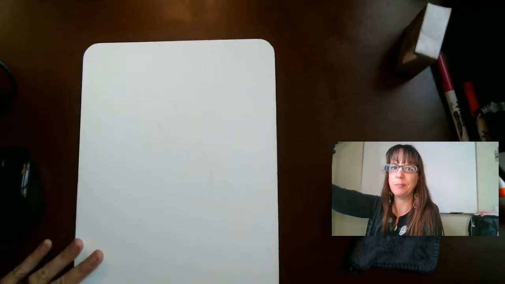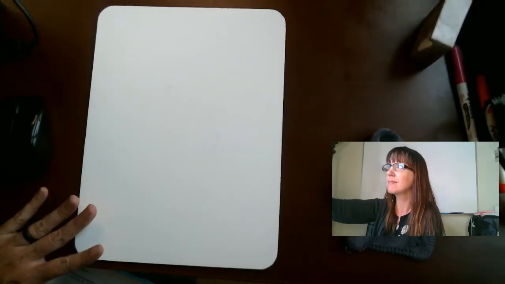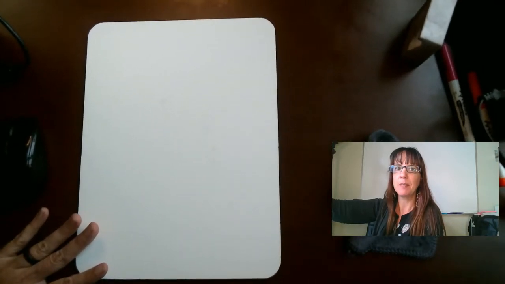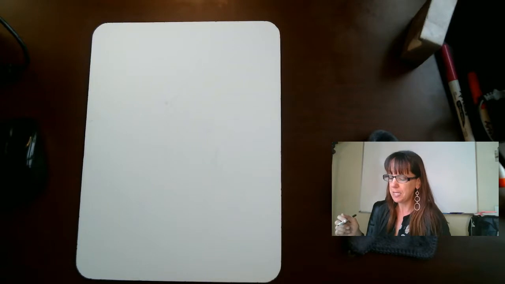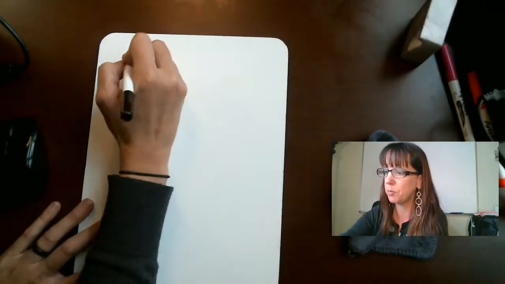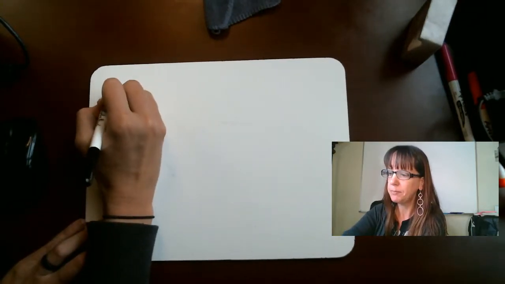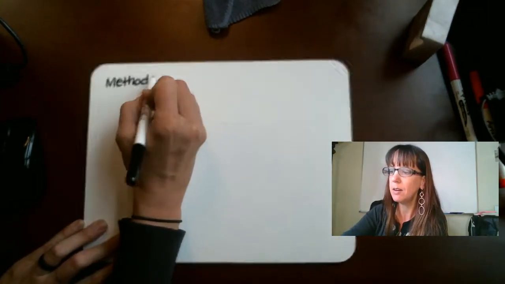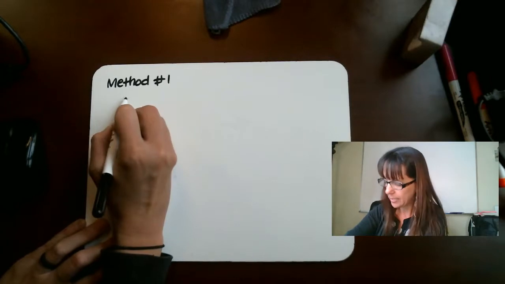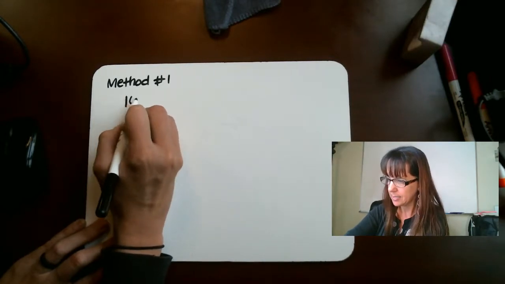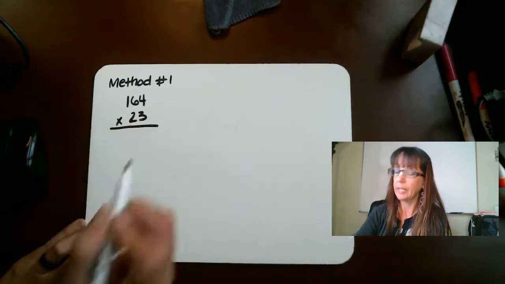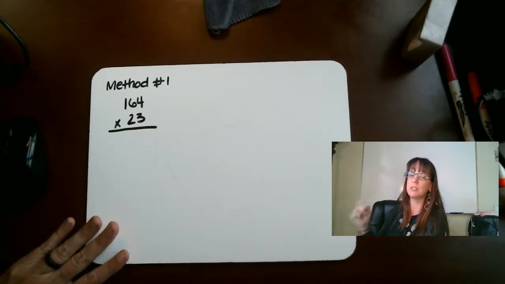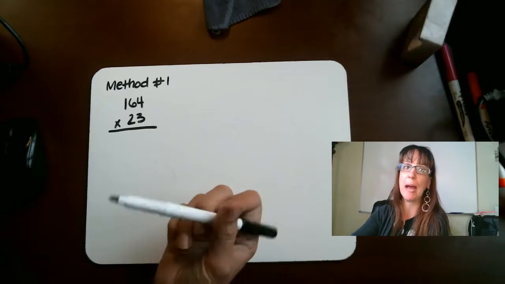Okay, so first things first, if you're following along at home, we're on page 15, and I'm going to take a look at the first example, and I'm going to rotate this because we're going to do method number 1 for our example of 164 times 23.